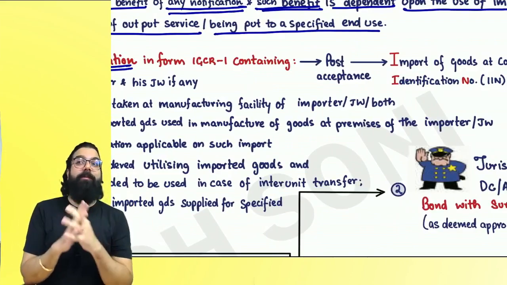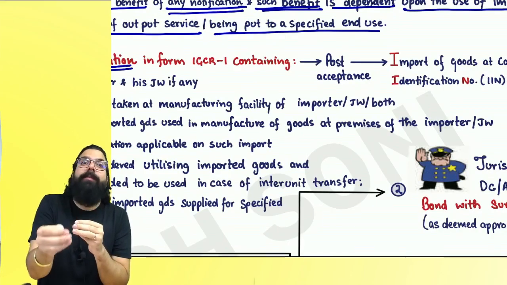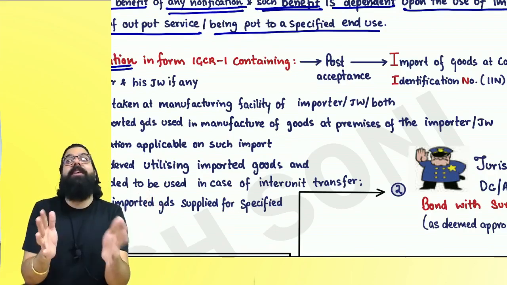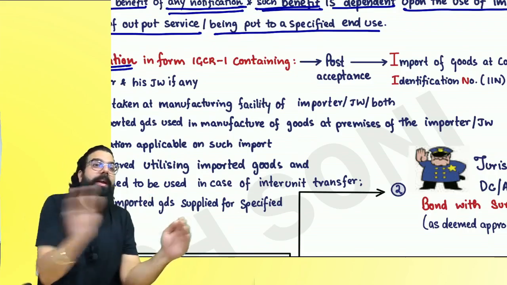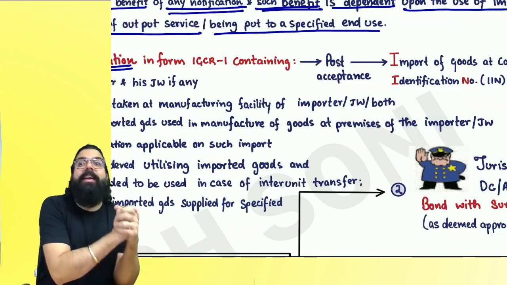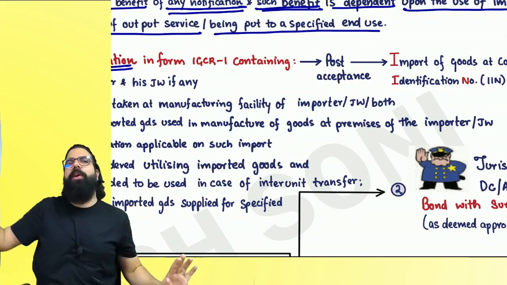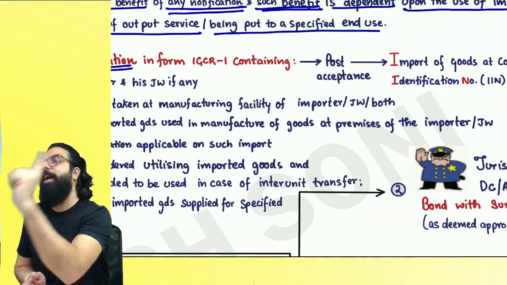You have to tell the government, sir, who am I? What are the goods I am going to make? Or what is the service I am going to provide, or what is the specified end use for which I am going to supply these goods, who will be my job worker, what are my various different inter units. You have to tell, sir, which is the port where I am going to do the import. This much you have to inform to the officer. This will be a one time information.